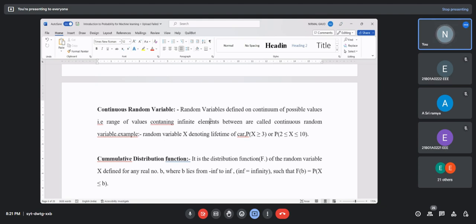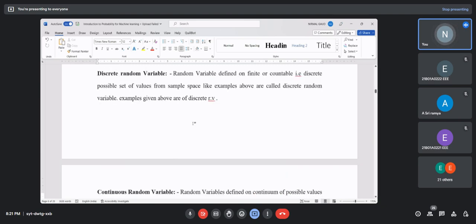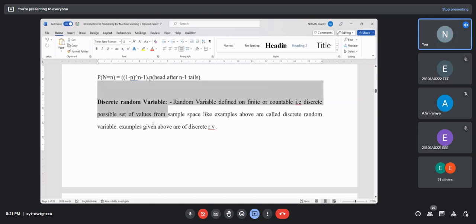If you don't understand the data, there is no chance that you are a data scientist, a data analyst, or an engineer, nothing. Only understanding data is important. So here we are talking about understanding data only. Discrete random variable.